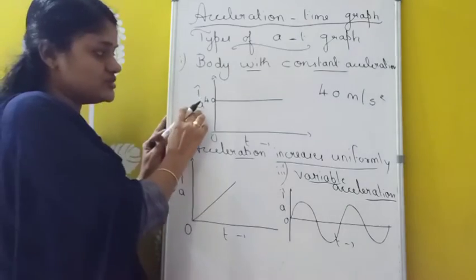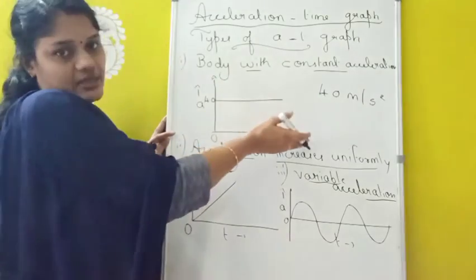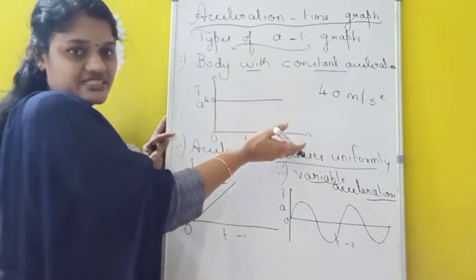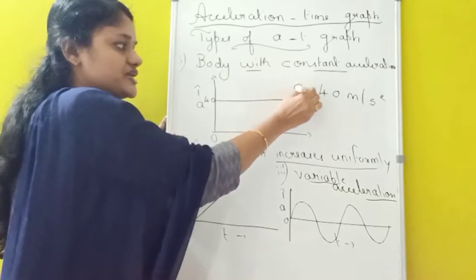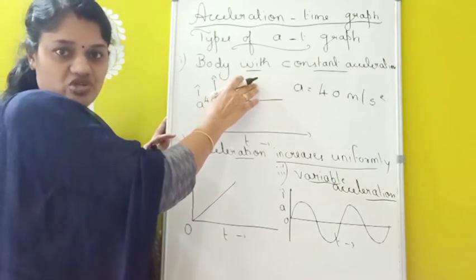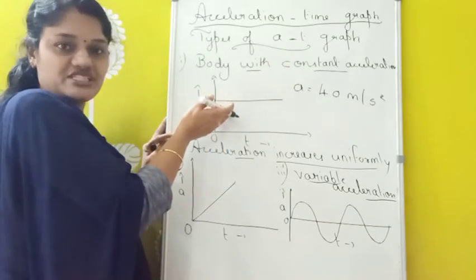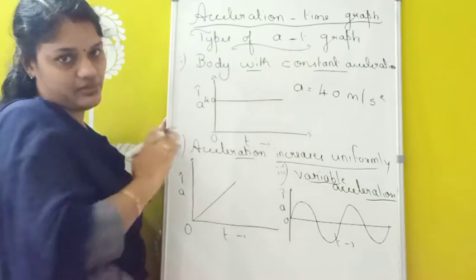Okay. Now what about the graph? The graph will be a straight line parallel to which one? Time axis. Because here time is increasing, but what about acceleration? It always remains same. How much is the value? 40 meter per second square. So whenever a body is moving with a constant acceleration, what about the shape of the graph? The graph will be a straight line parallel to time axis.